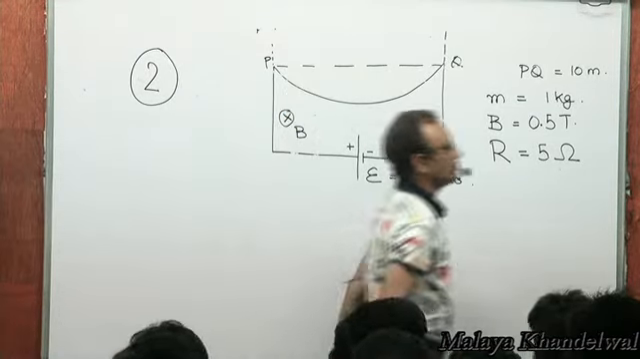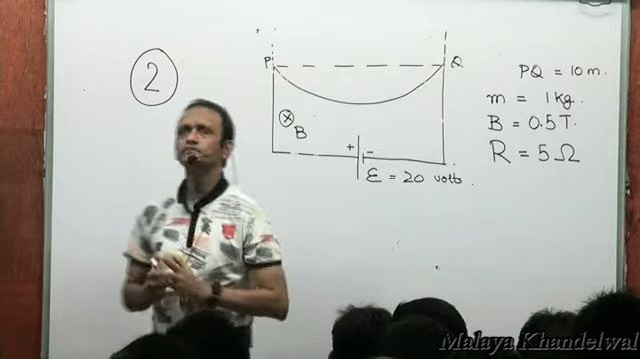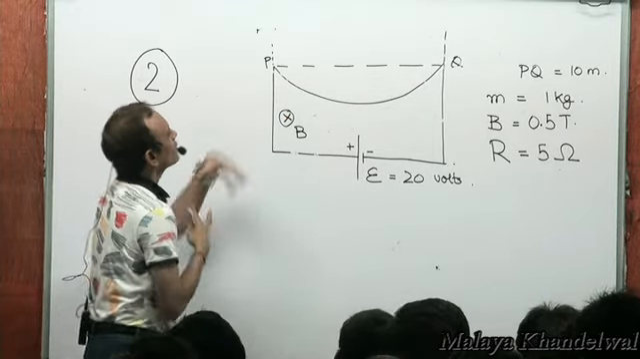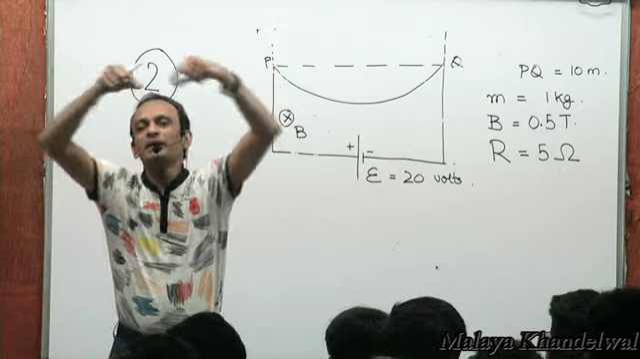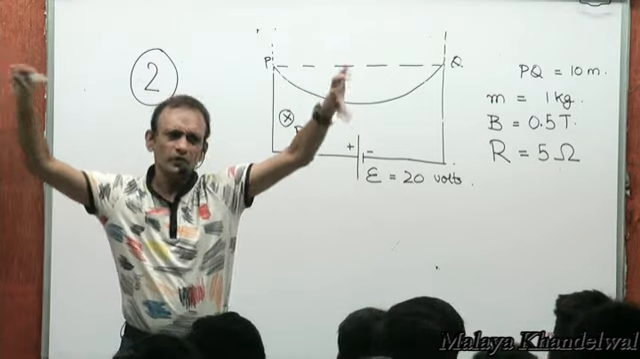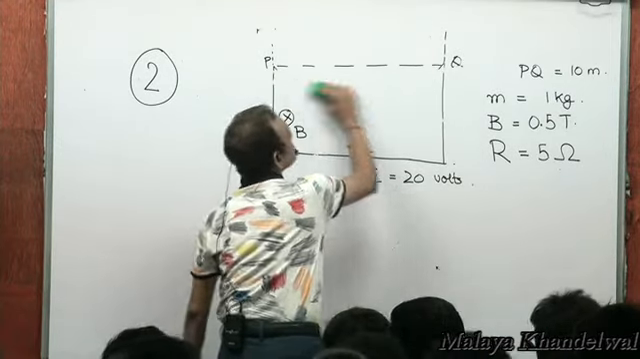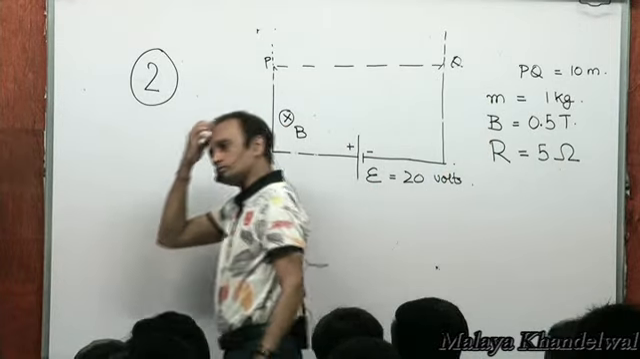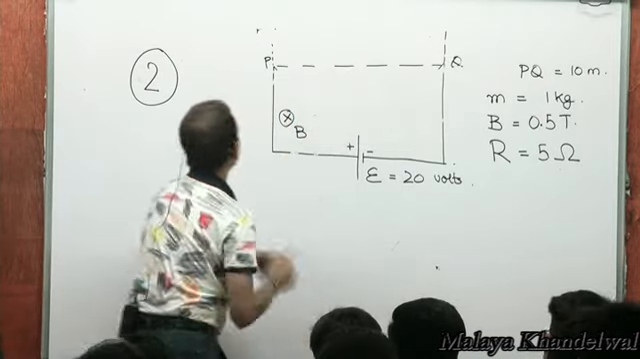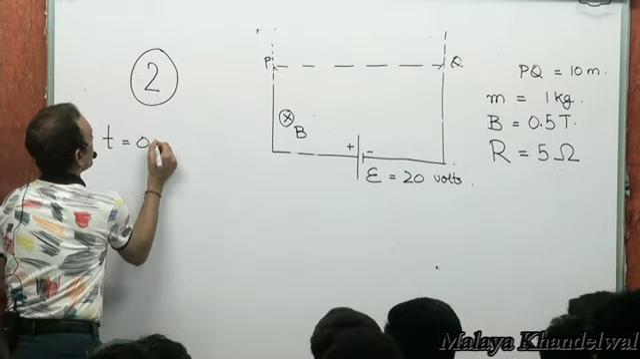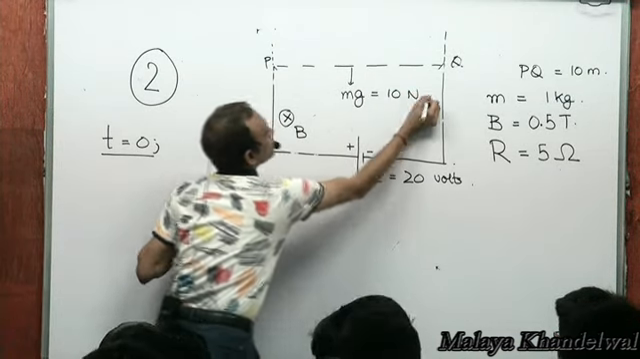Okay. Now, let's look at this problem ab initio. Very simple stuff really. First of all, if the ring moves, there is going to be motional EMF across PQ. Electrically, the circular ring can be replaced by a straight wire PQ, right? So let's do that first level of simplification. Now, mechanically, the force acting at time t equal to 0: there is mg acting downwards, which is 10 newtons, right?